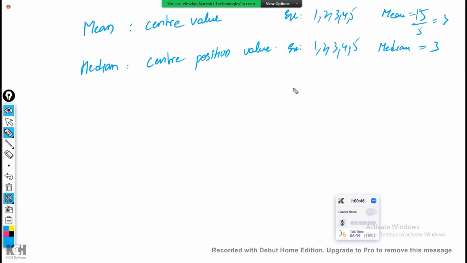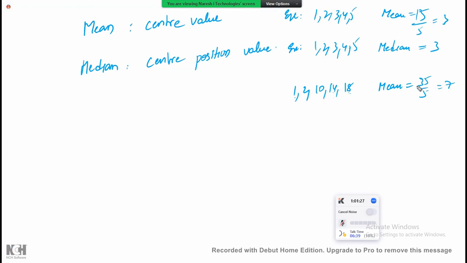But let us take one more example: 1, 2, 10, 14, 18. Now, in this case, what is the mean value? 1 plus 2 is 3, 3 plus 10 is 13, 13 plus 14 is 27, 27 plus 18 is 35, divided by 5, which is equal to 7. This is called the average value. Okay, let me check again. 18 plus 14 is 32, 32 plus 10 is 42, 42 plus 3 is 45. Sorry, my mistake. 45 divided by 5 is 9. The average value is equal to 9. What is the median value here? It is equal to 10. So one is the mean value, one is the median value.